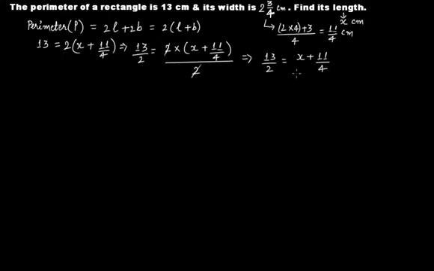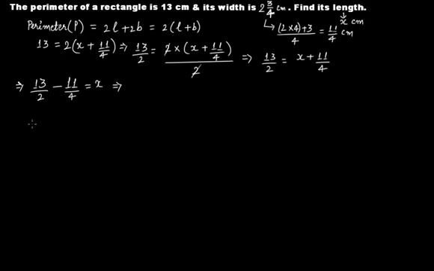Because now in the denominator you have 1. So x plus 11 by 4 is equal to 13 by 2. Now if you want only x on the RHS, try to get rid of this 11 by 4. If you transpose 11 by 4 to the left hand side, this becomes 13 by 2 minus 11 by 4 is equal to x. To solve it, you have to subtract two rational numbers.